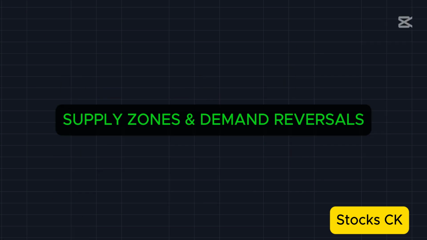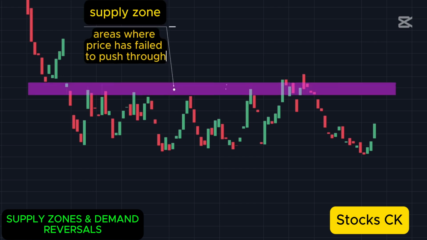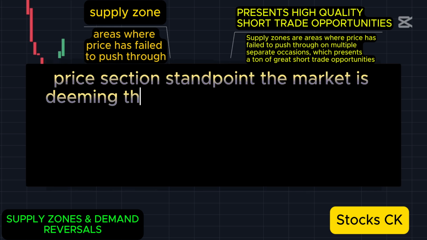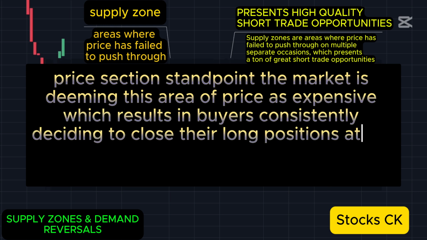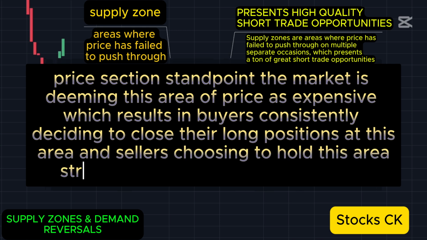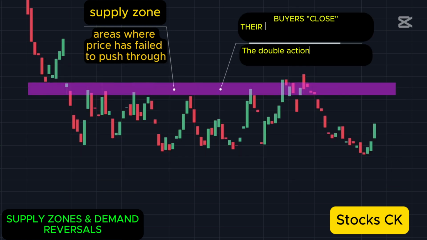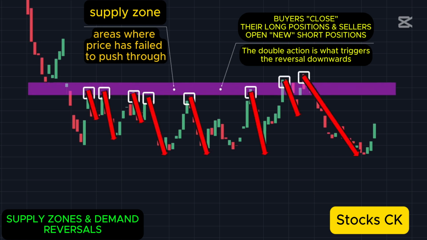Supply and demand and multiple reversals of price. When you have an area above where price reverses off of multiple times, this is known as a supply zone. Supply zones are areas where price has failed to push through on multiple separate occasions. From a price action standpoint, the market is deeming this area of price as expensive, which results in buyers consistently deciding to close their long positions at this area and sellers choosing to hold this area strong and open new short positions. The double action of buyers closing long positions and sellers opening new short positions is what creates downwards momentum for your short trade entries off of these key areas.